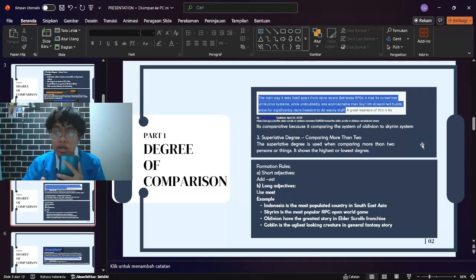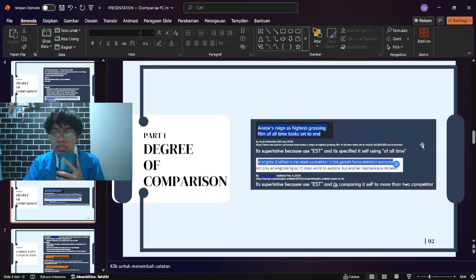So we use -est for one-syllable or short adjectives, and we use most for two or more syllables or long adjectives. There is another real example.